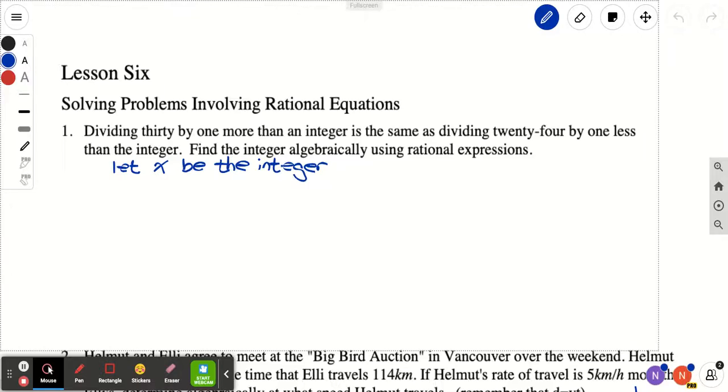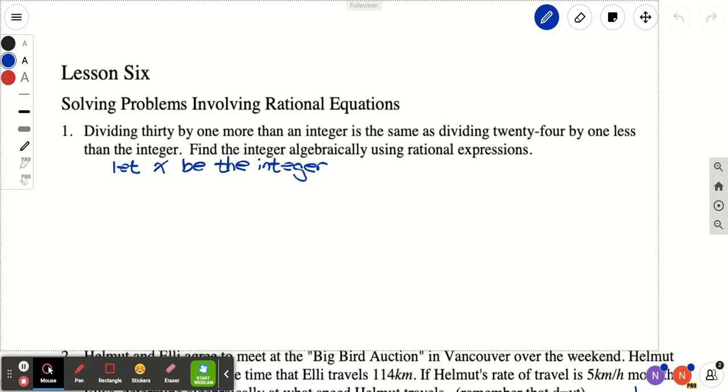Here is a little bit of a hint to get you started on some of the problem solving in lesson 6. So let's take a look at the first question in the learning guide. Pretty much we've got a word problem that's just describing a rational equation and we're trying to put it in equation form. I'm going to let x be the integer.